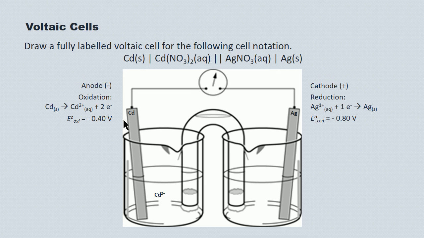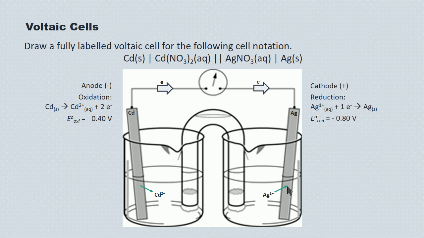The cadmium is losing electrons, so it's shedding cadmium ions into solution like this. The electrode on the right is gaining electrons like this. The electrons are flowing from left to right along the external wire. So those are reacting with silver ions in the silver nitrate solution to form solid silver atoms.